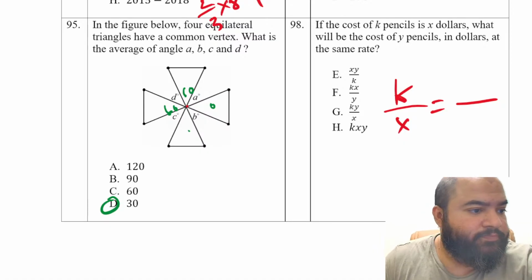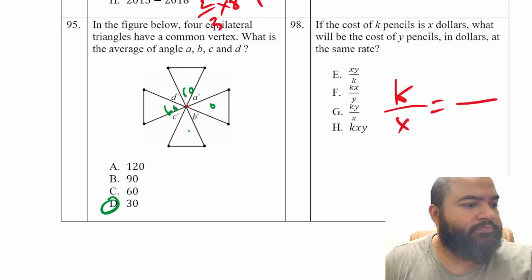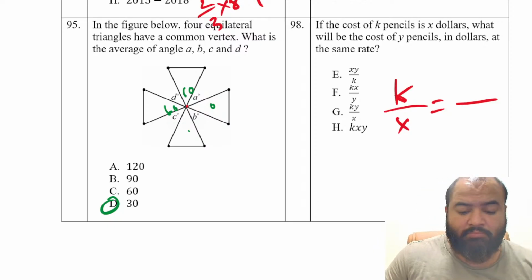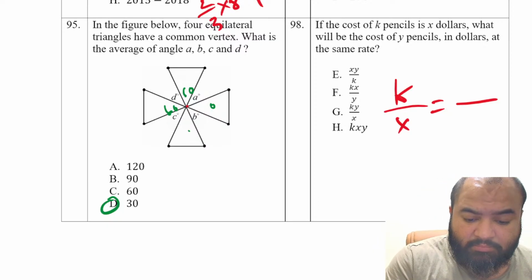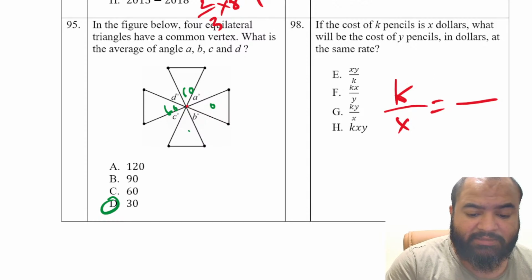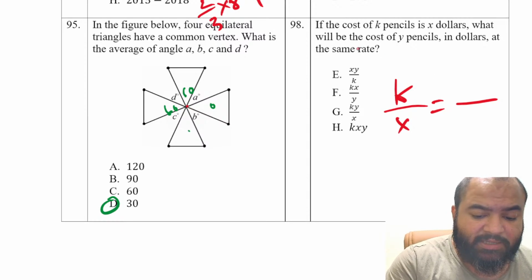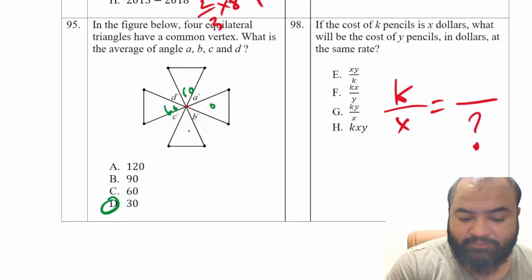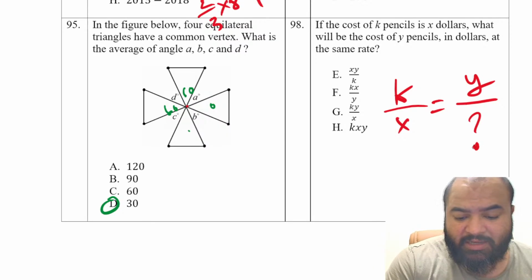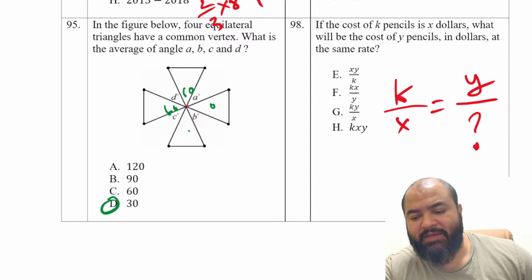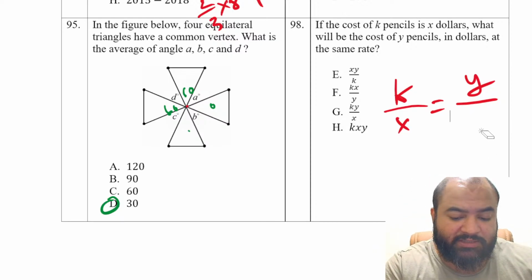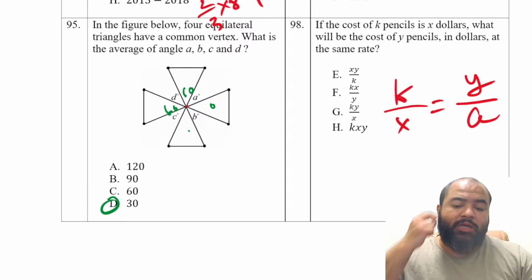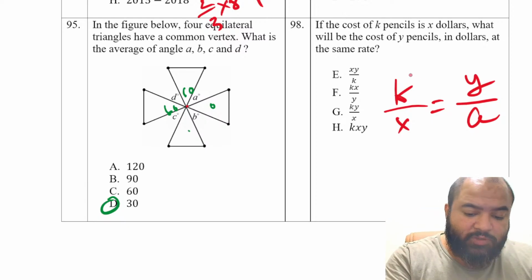So X is the cost, and K is the pencil. They said, what is the cost? We don't know. Oh, so X is the cost. Cost is in the bottom. We don't know what that is. Usually we pick X for the missing, but we don't want to pick X anymore, because X is already there, I'll pick A. And then you just solve for A. Cross multiply.